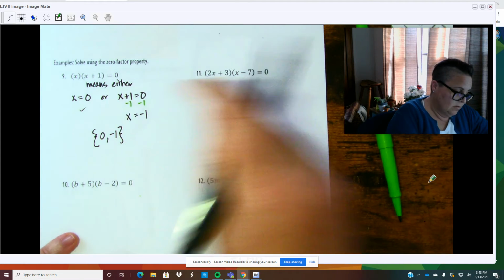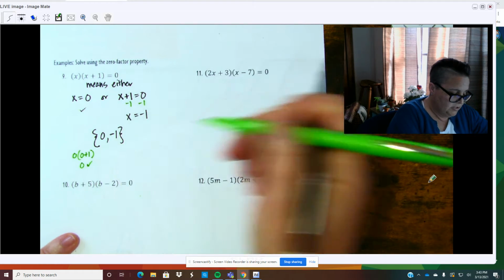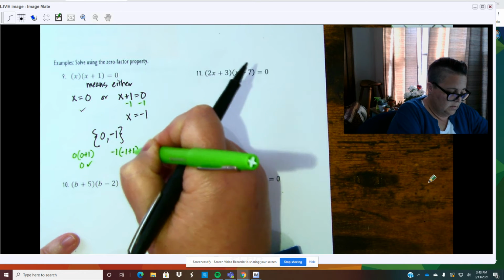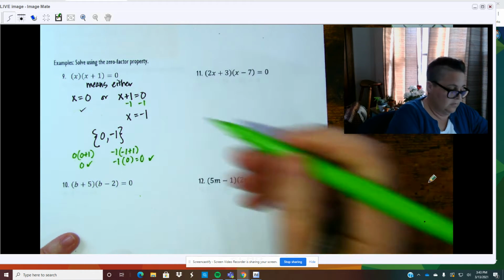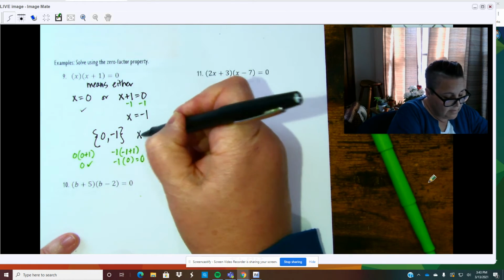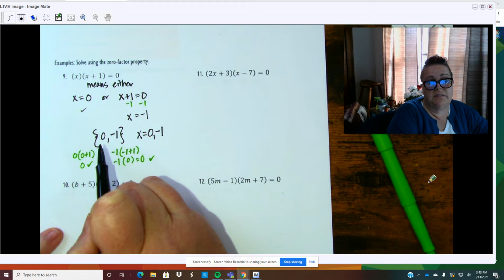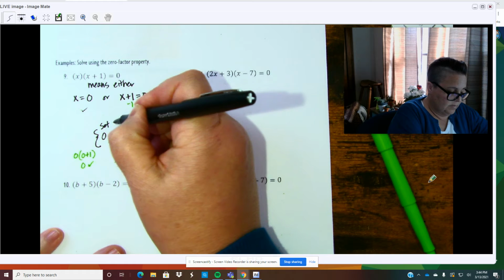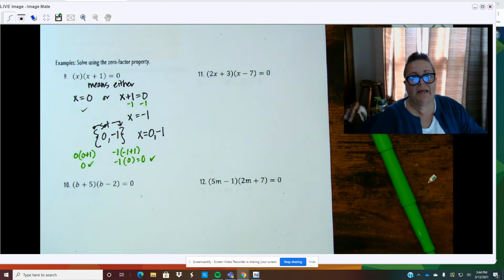So if I put a 0 in, 0 times 0 plus 1 is 0. That checks. And negative 1 times negative 1 plus 1 is negative 1 times 0, which is still 0. That also checks. So my solutions are that x could be 0 or negative 1. We sometimes write this as x equals 0, comma, negative 1. We may also use the solution set of 0, comma, negative 1. This is sometimes how you see the set notation. The little curly brackets are set notation.